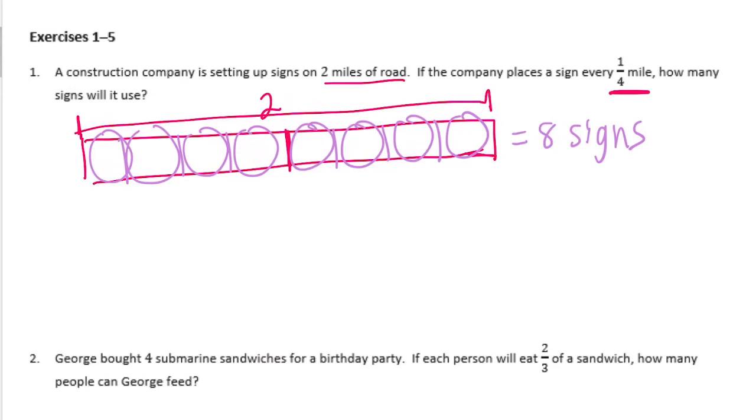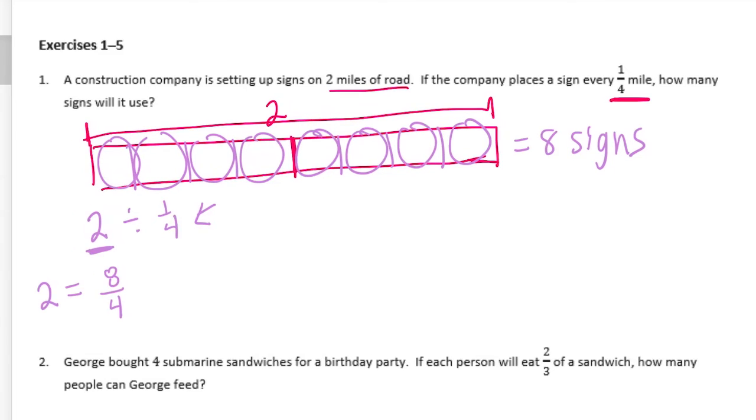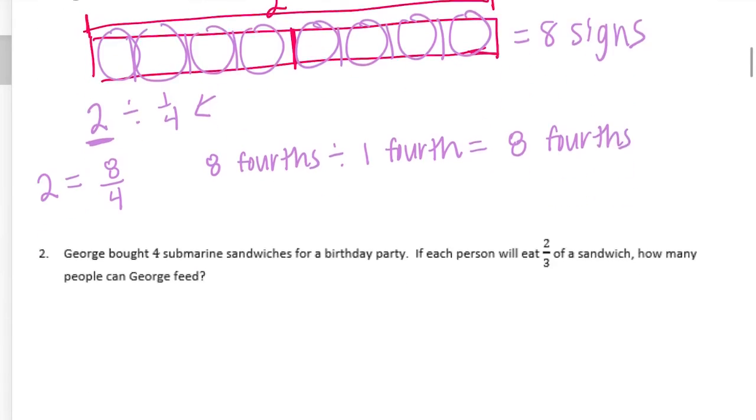Another way to do this without using a tape diagram is you could look and see that we have 2 miles split into 1/4. And I'm making it into 1/4 because that's what we're splitting it into. 2 is equal to 8/4. 8/4 divided by 1/4, basically 8 divided by 1, would be equal to 8 signs. So there's another way to do it without the diagram.